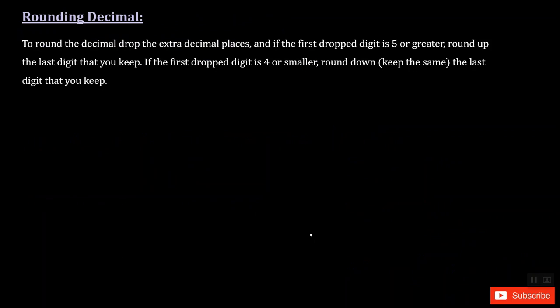Rounding the decimal. Rounding the decimal drops the extra decimal places. If the first dropped digit is 5 or greater, round up the last digit that you keep. If the first dropped digit is 4 or smaller, round down. So if the number after the place we are talking about is 5 or greater, we have to round it up. And if it is smaller than 5, we have to round down. I mean to say, keep the same, right?